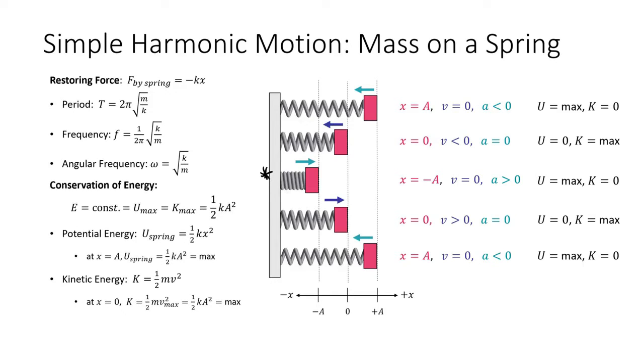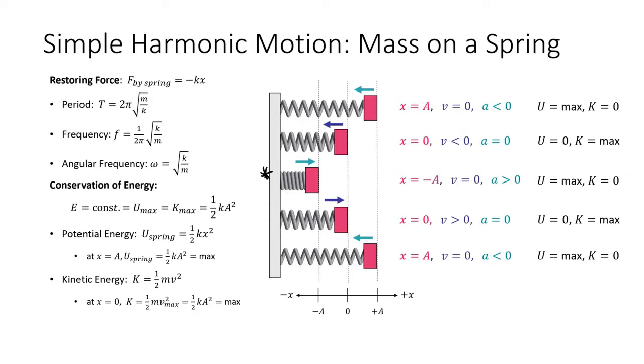Okay, and so then by conservation of energy, we can automatically calculate the total energy of the system if we know the maximum amplitude of oscillation, because then we know U max, right? It's going to be 1/2 Ka squared.